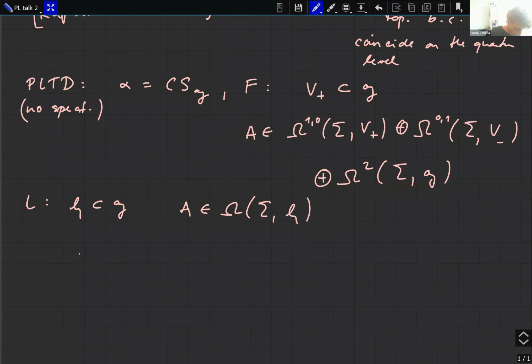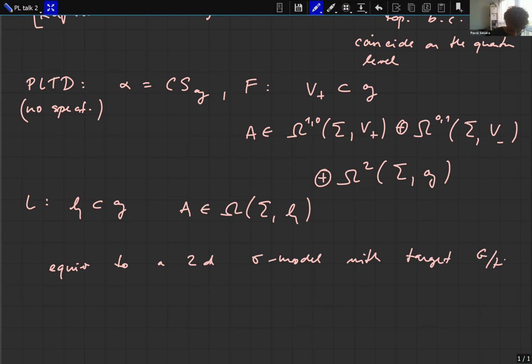So this is equivalent to a two-dimensional sigma model with target G mod H. And if we pick a different H, then we're getting a different sigma model. And we're sort of hoping that on the quantum level, hopefully those two topological boundary conditions will coincide if they are chosen in the right way. So then we will have a true equivalence of two-dimensional quantum field theories.